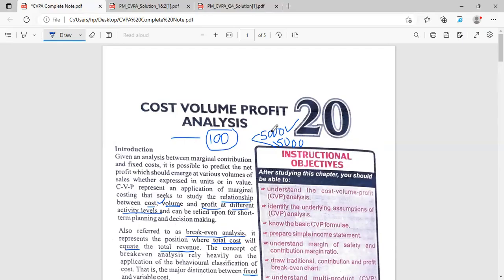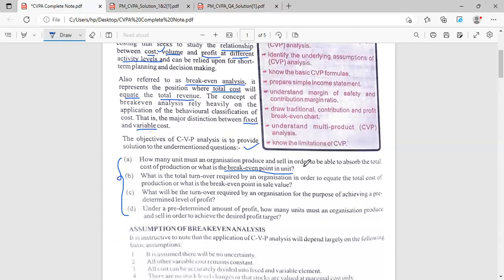Good. So for break-even analysis, we want to know, now that you know that we are going to spend 5,000 naira to make these bonds for this student, how many units of these bonds are we going to make so that we'll be able to get this 5,000 naira back? That is what we are trying to say. So whenever managers are faced with that kind of decision, they use CVPA analysis or break-even analysis to determine that.